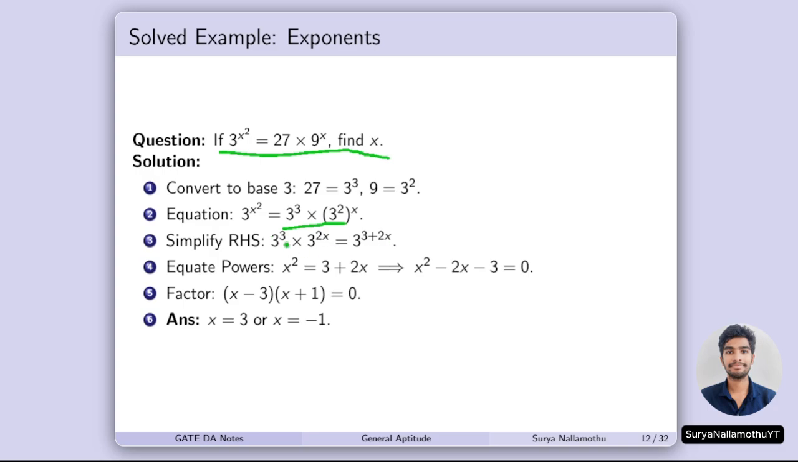When the bases are equal, then we need to equate the powers. So that way we need to equalize the powers. After equalizing, we got the quadratic equation. In the quadratic equation, we find the roots. Then the roots will be 3 and minus 1. Based on the given options, we need to find any one option, which will be the correct answer.